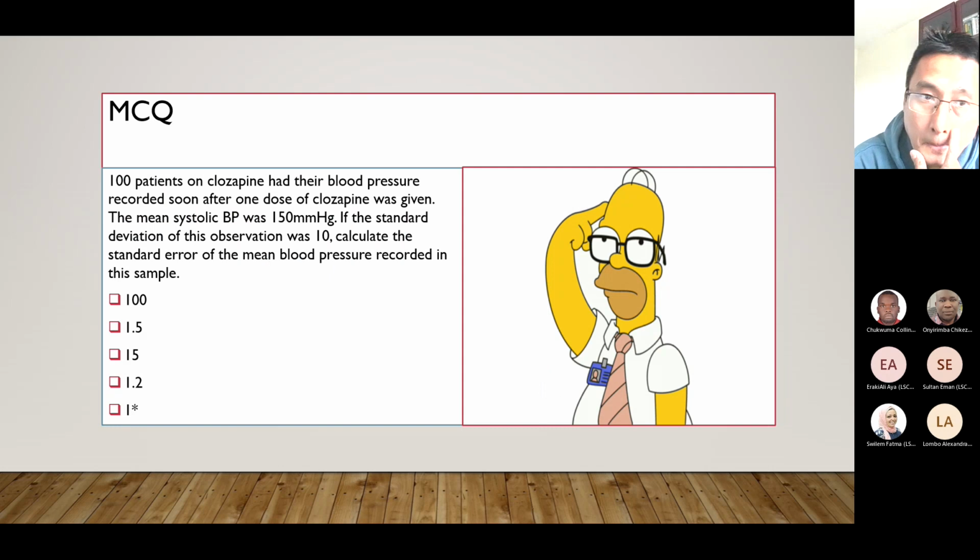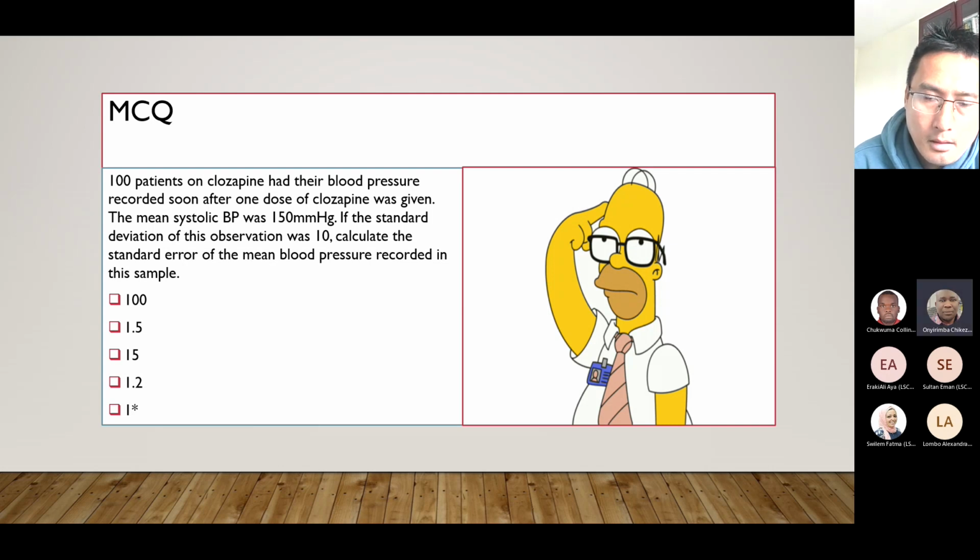So let us calculate this one. 100 patients on clozapine had a blood pressure recorded after 1 dose of clozapine was given. And the mean systolic, they have given the mean 150. If the standard deviation of the observation is 10, calculate the standard error of the mean blood pressure measured in this. So in this one, remember what is the formula for standard error?